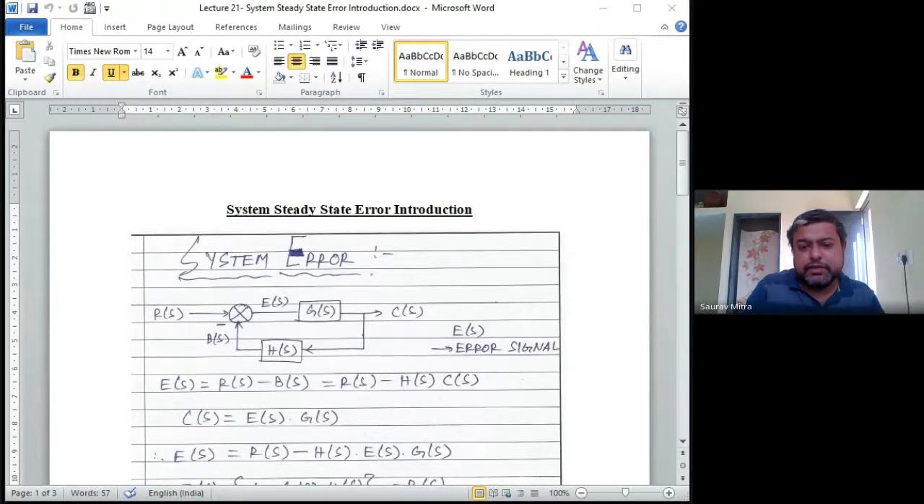Yes, sir. Okay. So let us first have this understanding: what is meant by system error and how to find out the system error. Is this block diagram known to you, or should I explain it?